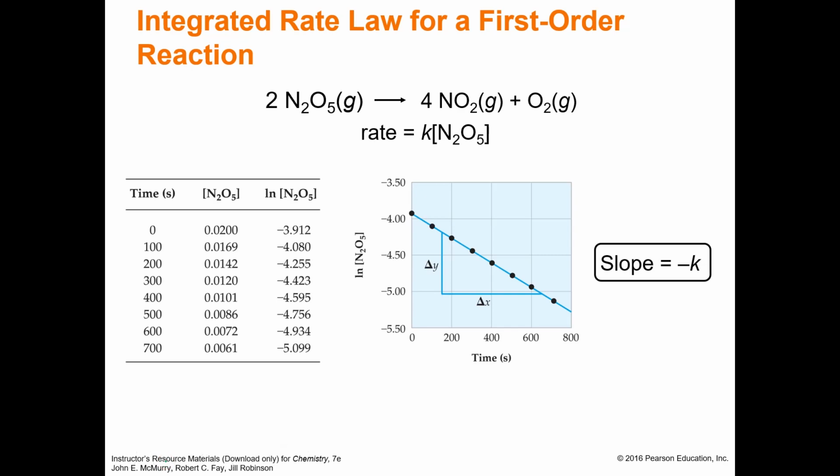To show you a graph of some data here, we have the reaction that we talked about earlier, N2O5 gives us NO2 and O2. We look at the concentration of N2O5 over time and take the natural log of that, since that's what we need to plot: the natural log of N2O5 versus time. The slope of this would be the negative of our rate constant. And the y-intercept here is the natural log of our original concentration at time 0.